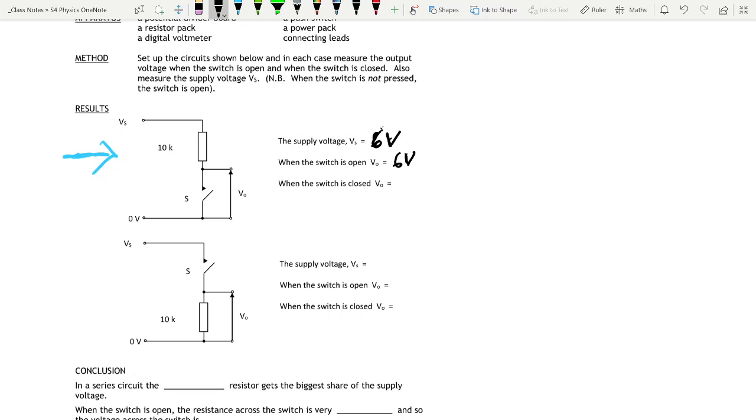But when it's closed, that means there's basically zero resistance across the switch. So if there's zero resistance, then it won't get any voltage across it. So you'd have 0 volts across it.